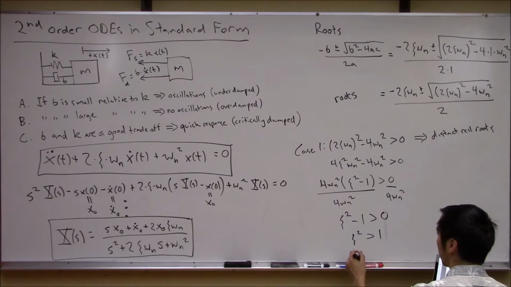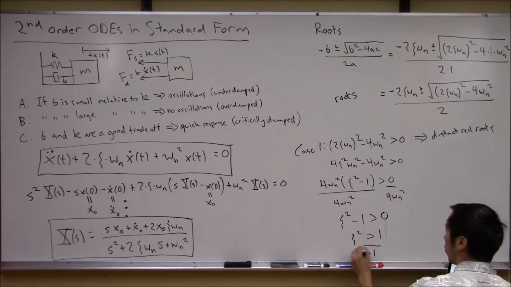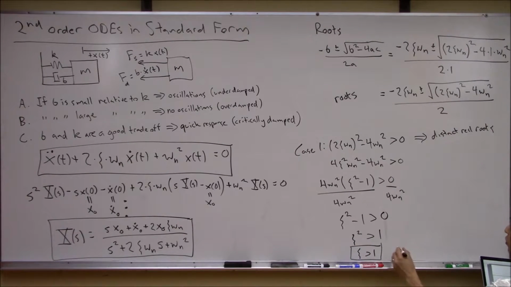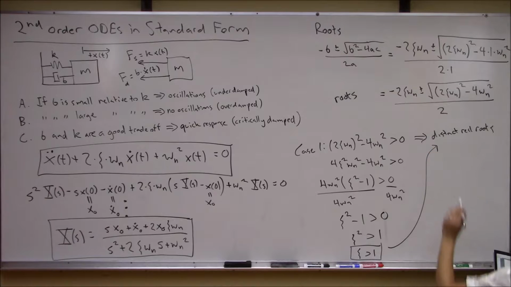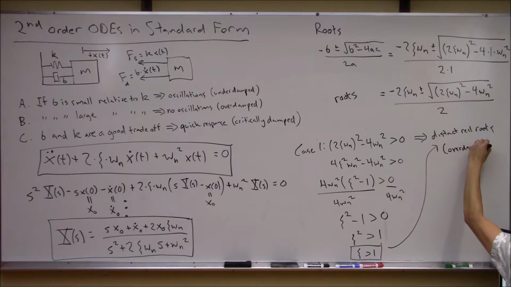I guess we could take the square root if you want. So this is basically zeta is greater than 1. So here's the condition: if the damping ratio is greater than 1, you end up with this case of distinct real roots. And again, this is the overdamped situation.